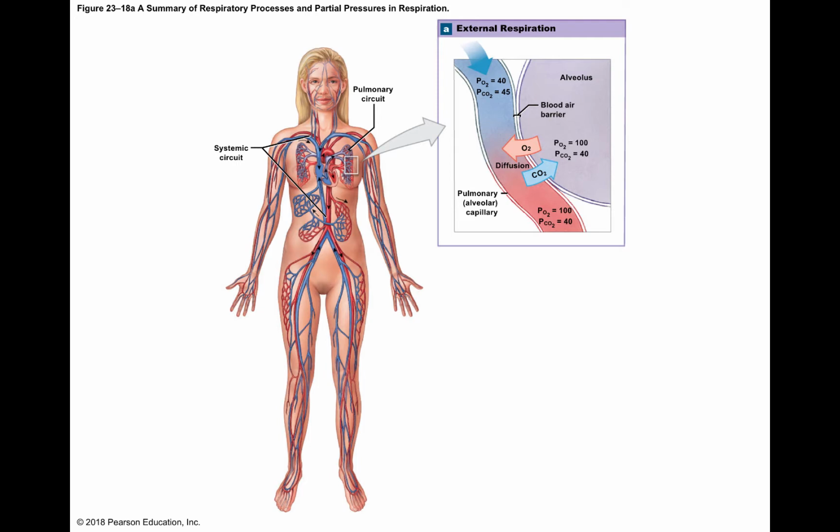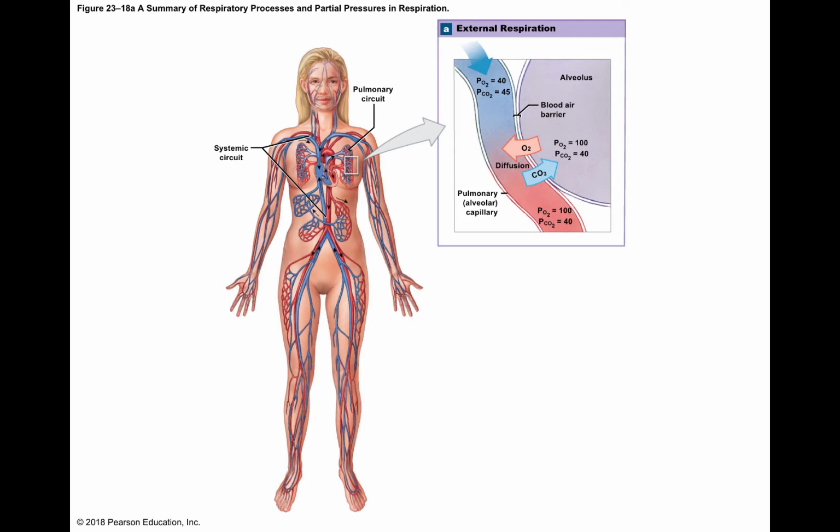Okay, 45. And in the alveolus, the PCO2 is going to be a little bit lower because we just breathed it out. So the PCO2 in the alveolus is 40. So those are the only two numbers you have to know with carbon dioxide, 45 and 40, right? 45 is high, 40 is low. There's not as big of a gap between them, right? So it's not going to move out quite as fast, but it's still going to move out.